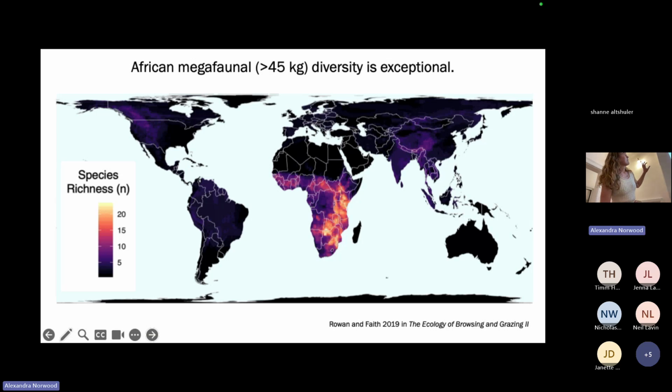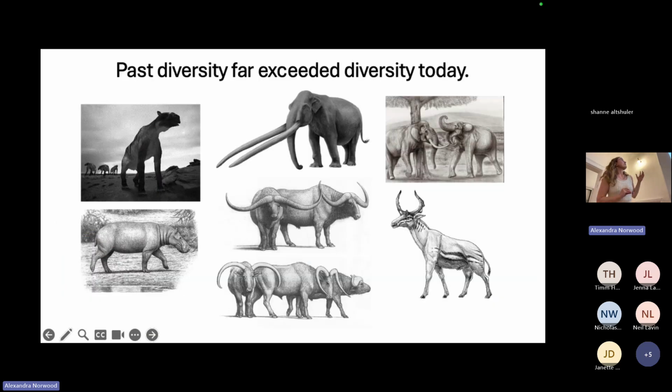You can see here from this map, this is a heat map with species richness of large herbivores. We're saying large is over 44 kilos. These brighter colors are where we have more diversity of those mammals. So you can see compared to everywhere else, Africa has a really, really high amount of diversity. But that present day diversity doesn't mean that extinctions didn't happen. Diversity in the past was much greater than today.